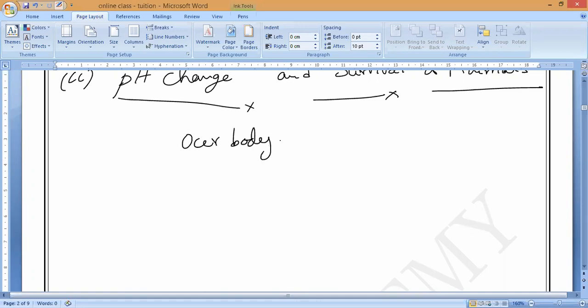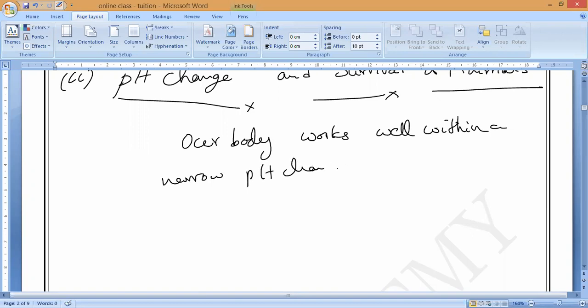Our body works well within a narrow pH range of how much? 7 to 7.8. Do you understand, all of you? So that is the most important MCQ, the first MCQ. So what is the pH value range of the human body? They will ask you. That is, narrow pH range of 7 to 7.8. Means under this pH value, our body works well or happily. Understand?